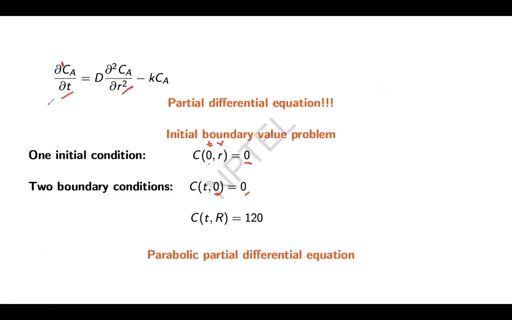Imagine you have several dou by dou terms here. Among those, which has the highest order? Order means the power of this dou. So the highest power is 2. So this is the highest power, and hence it is called a second order.